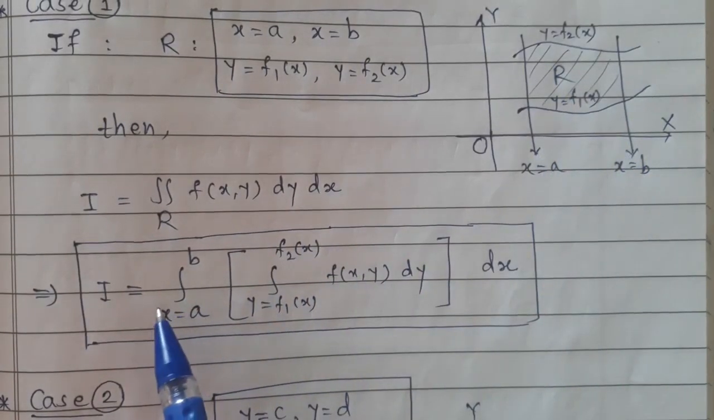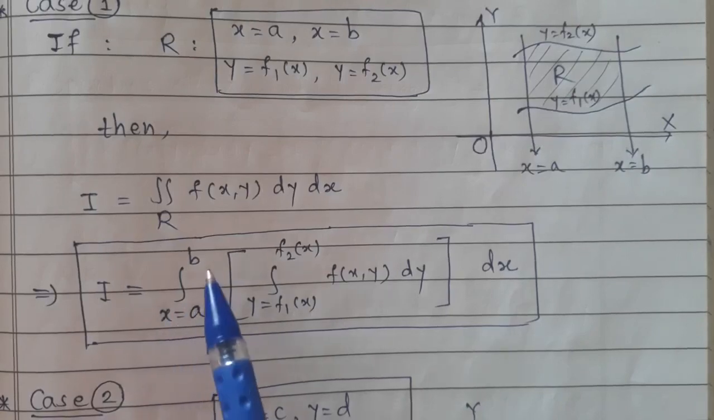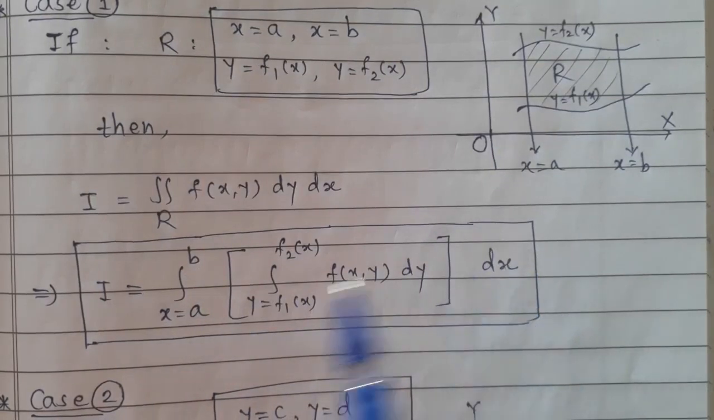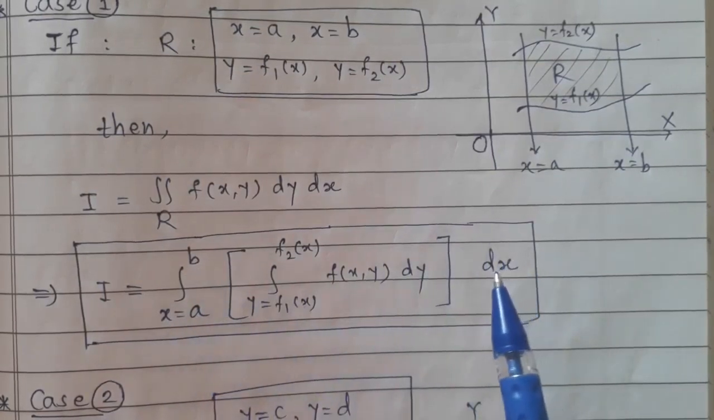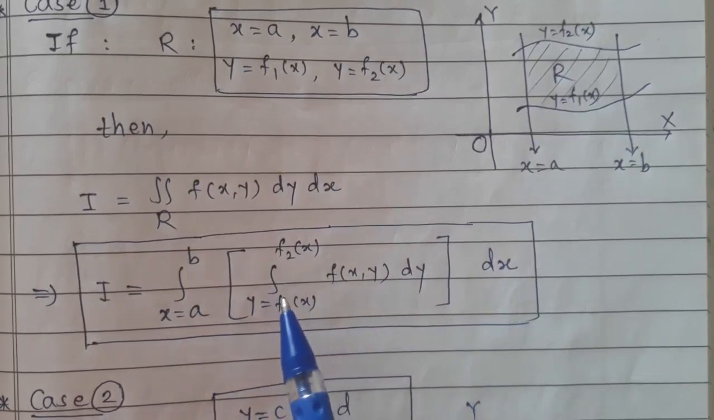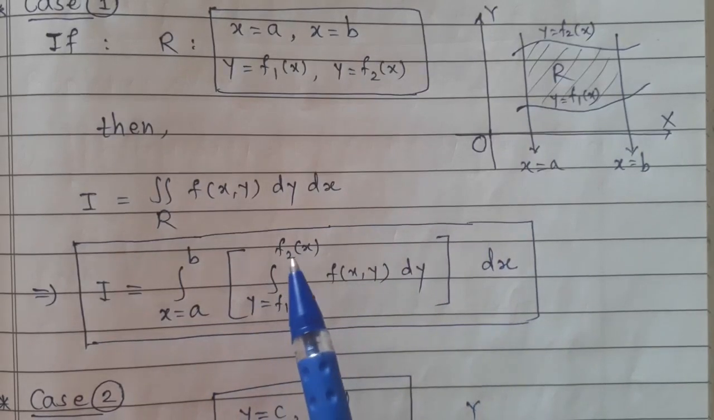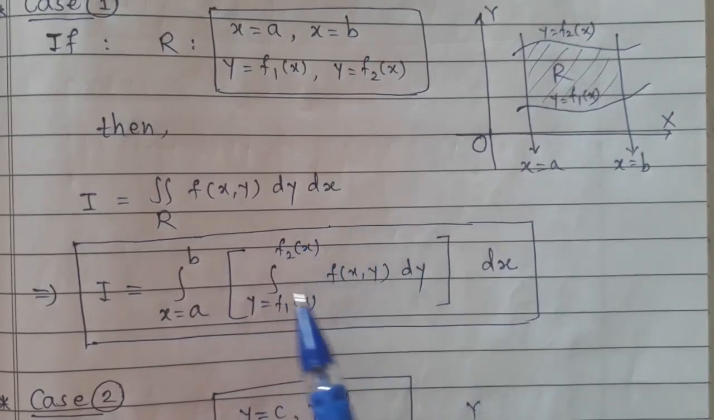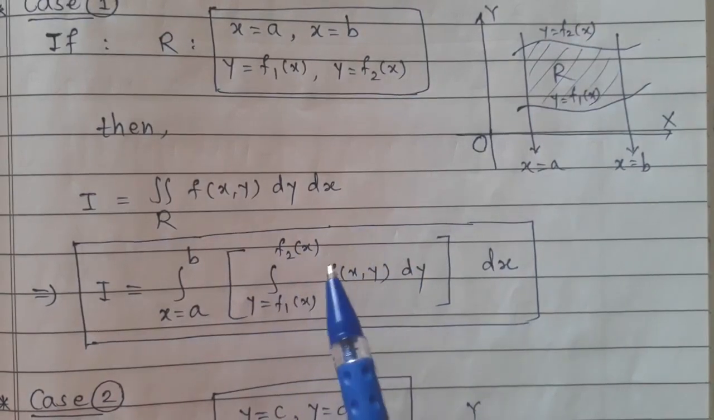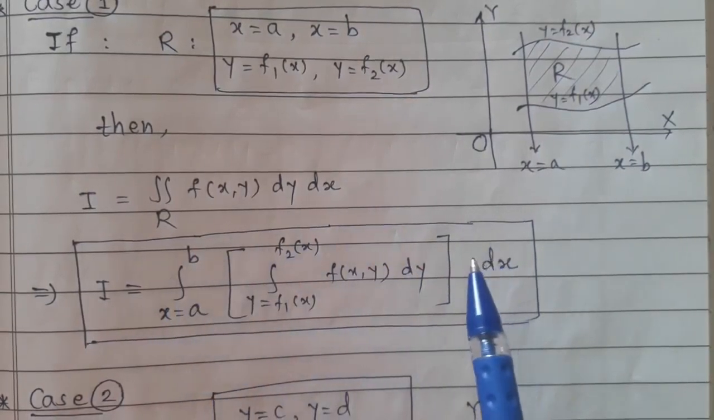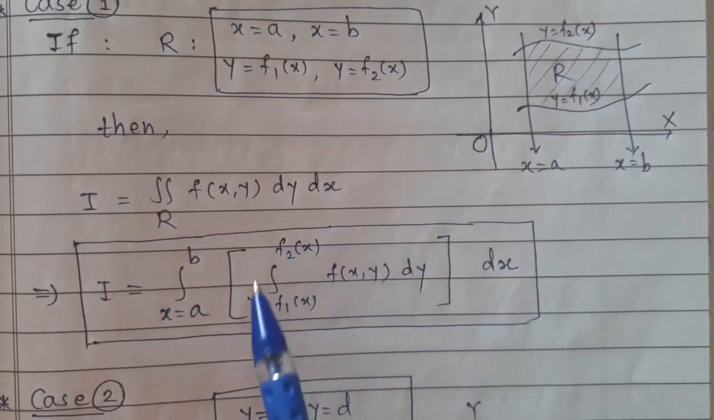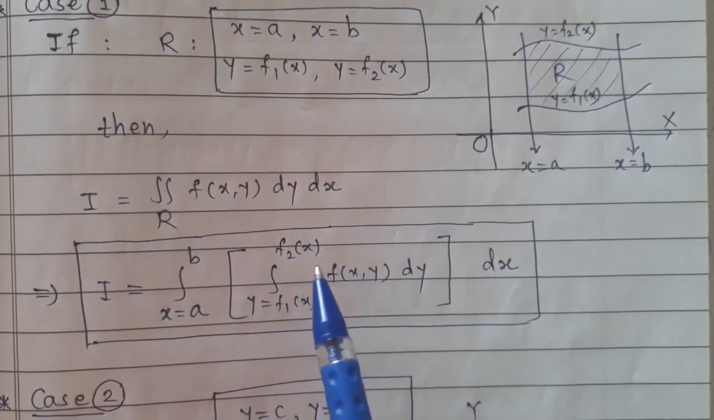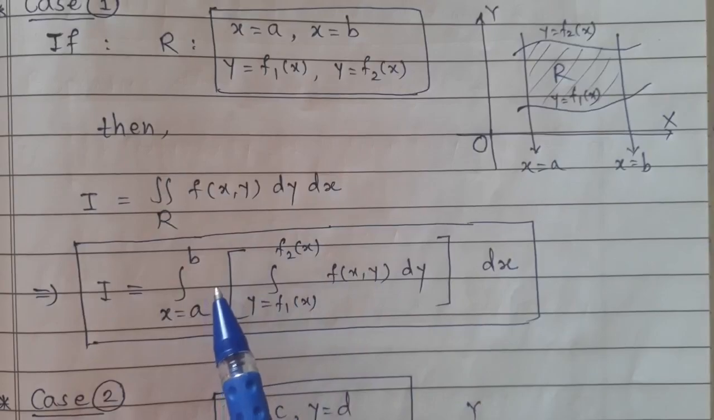So we can write I is equal to integration x from a to b. Constant limits are outside, therefore dx is outside. Then the limits of y are under the inner integral, y equal to f1(x) to f2(x) of f of xy dy, that is inside. So first we will integrate with respect to y, and then whatever is the outcome of this, we will integrate with respect to x. While integrating with respect to y inside, we will keep x constant, and when it contains some x term multiplied, that will come outside the inner integral.